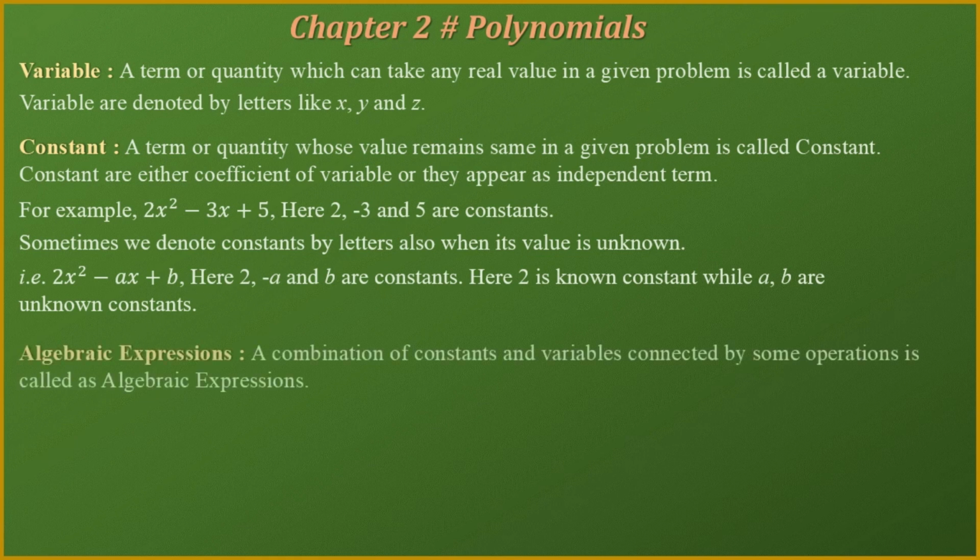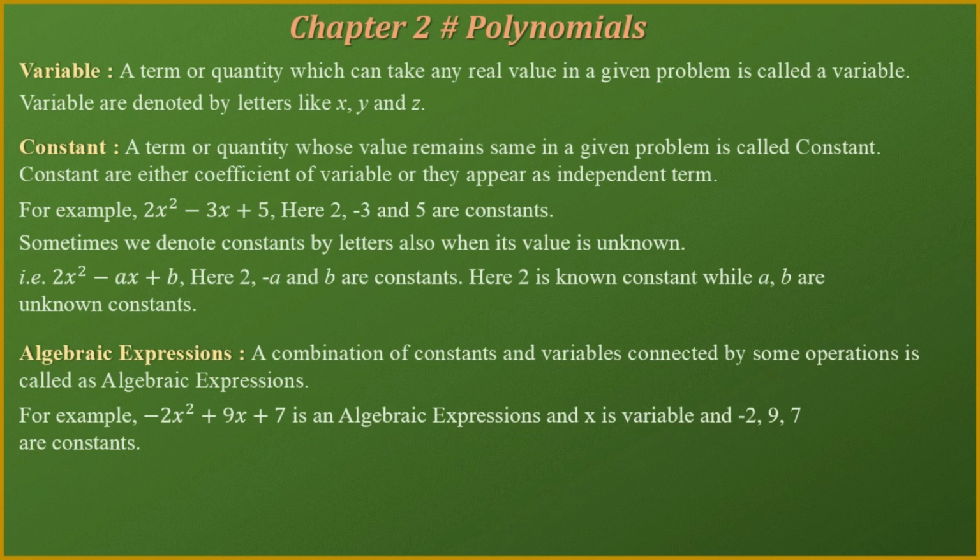Right? Now the next one, algebraic expression. What is an algebraic expression? When you combine two different things, one a variable and the second a constant, then that combination is called an algebraic expression. For example, one example we have taken is minus 2x square plus 9x plus 7. In this you observe the variable is x and the constants are minus 2, 9 and 7. So when you combine both things, it forms an algebraic expression.